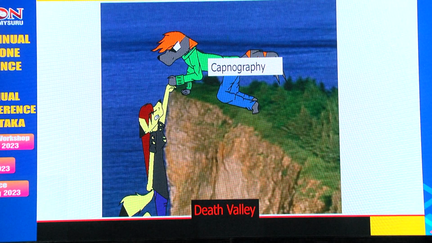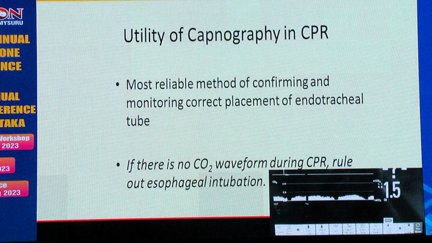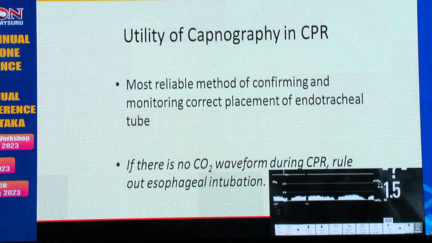Now, capnography is an excellent rescue device for CPR. That's why I put this cartoon: it can actually pull the patient out of the valley of death. It is the most reliable method to confirm the placement of the endotracheal tube in the trachea, even during CPR. In fact, this has been said many times. Even the coroner in England has asked that all societies be told, because he has seen the endotracheal tube in the esophagus during postmortem.